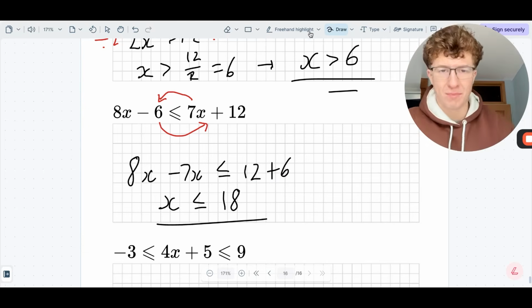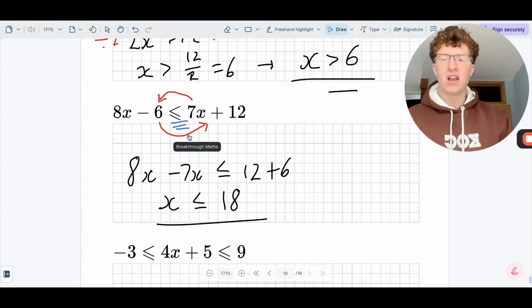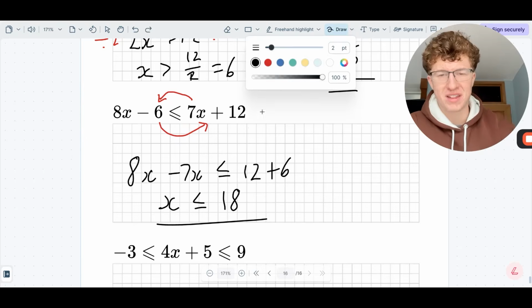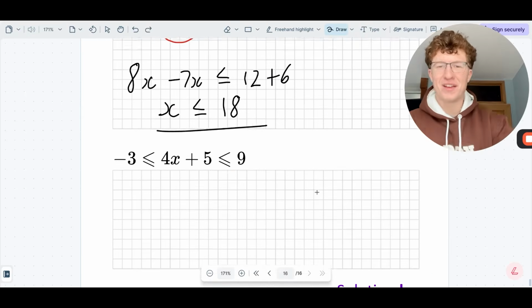The only time we ever change the direction of the sign here would be if we multiplied by minus 1. That's the only circumstance you would ever flip the direction of this sign. Otherwise, keep them pointing the same way.